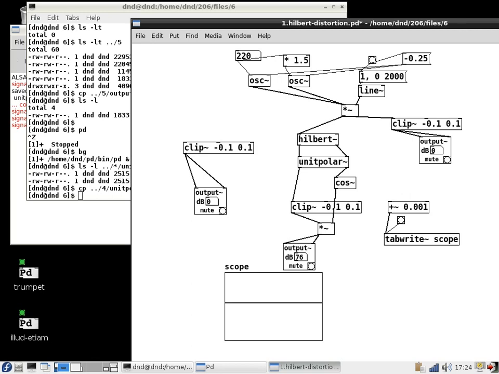All right. So now, it'd be nice if I made this in a way that you could use it. So what I'm going to do is I'm just going to save this patch, Hilbert Distortion. So this is just about distortion.